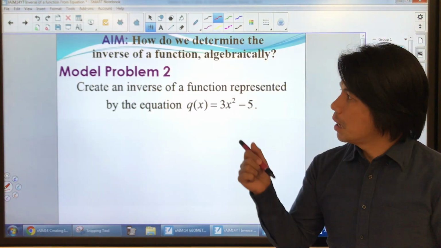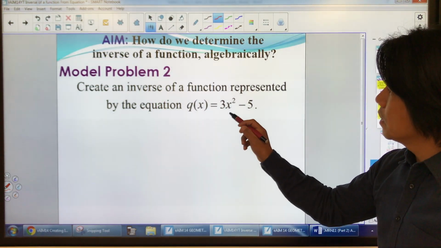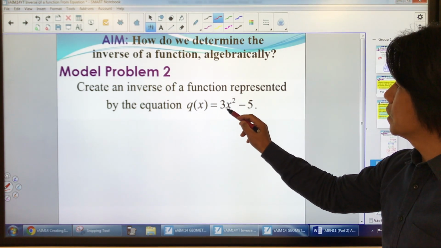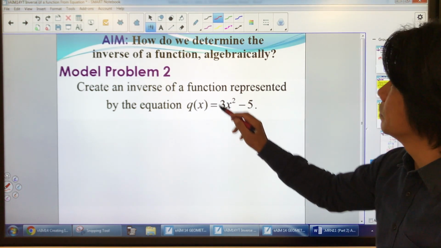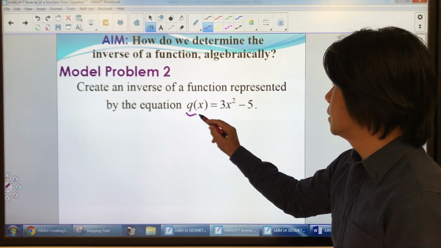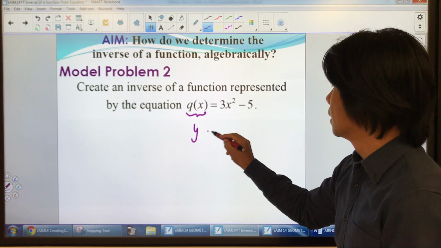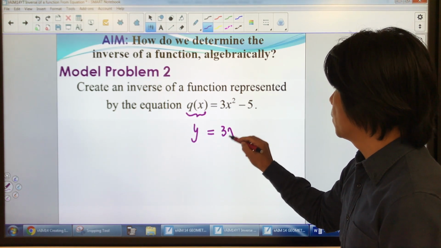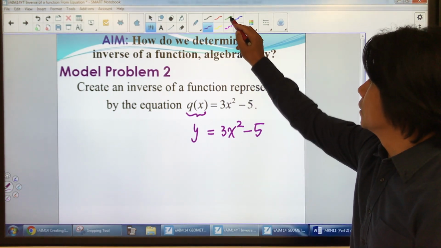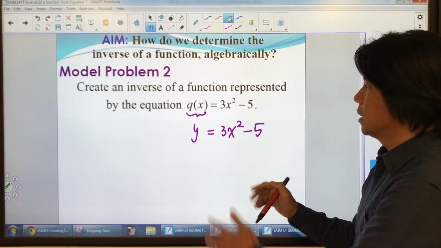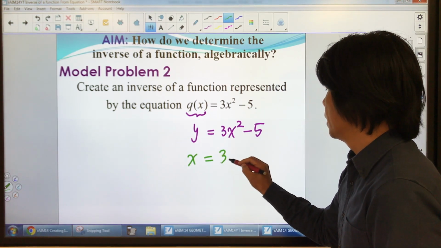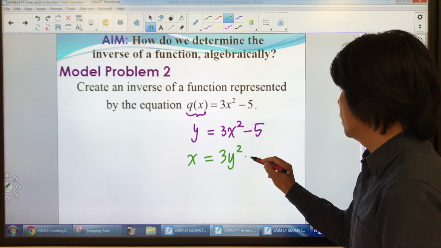Now let's go over model problem number 2. It says create an inverse function represented by the equation q of x equals 3x squared minus 5. Again, step 1, change this to y equals 3x squared minus 5. And step 2, switch the x and the y, meaning change this to x equals 3y squared minus 5.